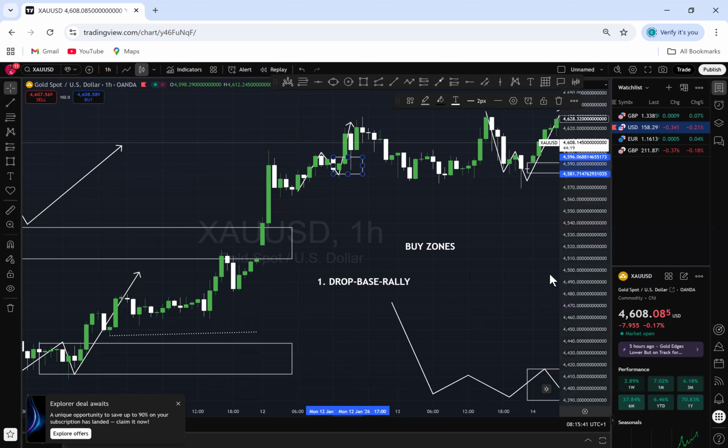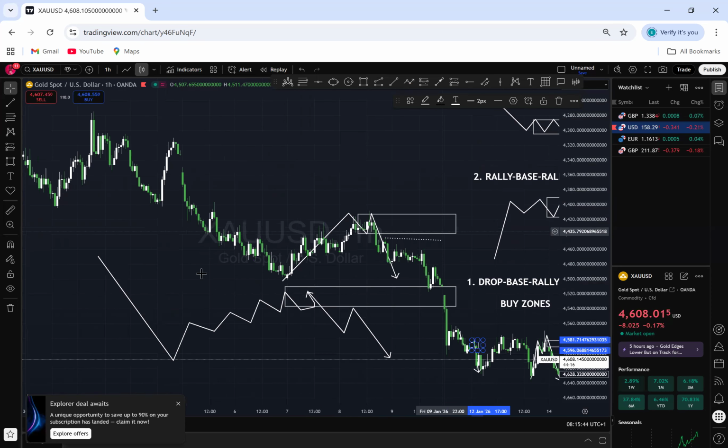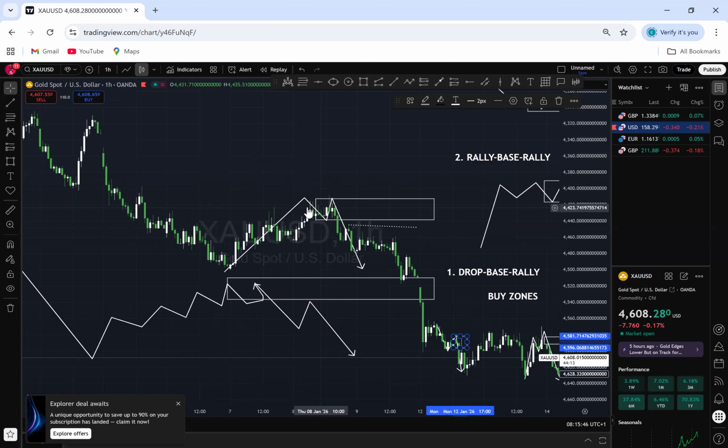Now, the opposite is true for sales. Same thing, you have a rally to the upside, a base, and then a drop. You're expecting buyers to bring price into this area for sellers to take over.